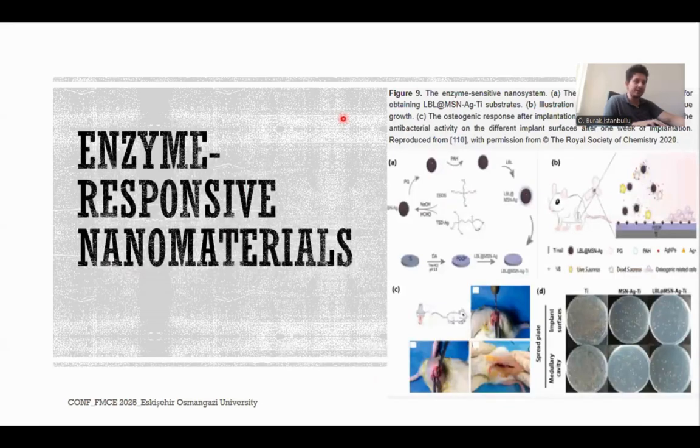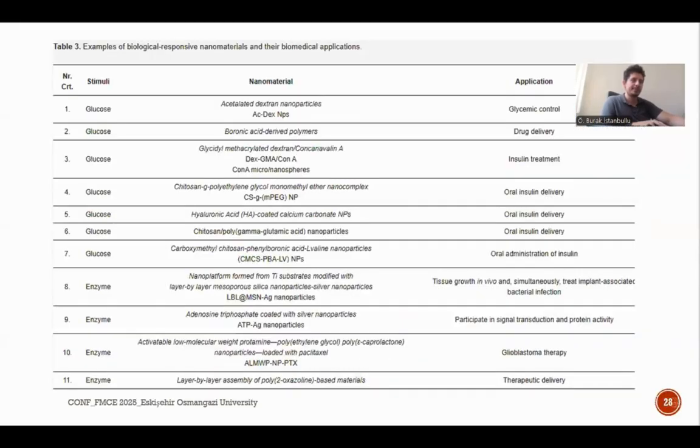The antibacterial activity on different implant surfaces after 1 week duration of implantation, having the enzyme-sensitive nanosystem, is given in this image. Here, this table explains different stimuli-responsive nanomaterials and where they are utilized in the biomedical field.